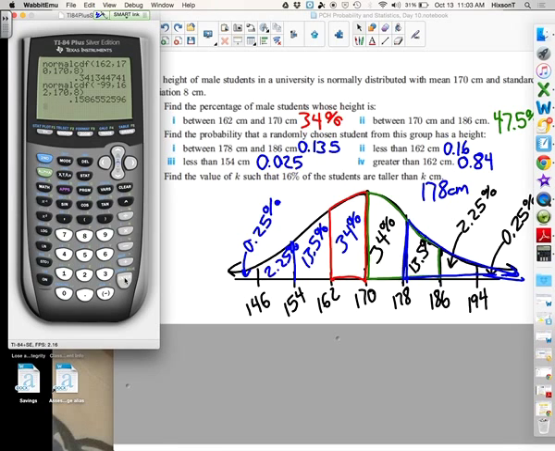So I could punch in 0, or I could punch in negative 99 or something like that. But notice we approximated 16%, and it's 15.86%. Really useful function that we can use to find percentages that don't fall right on the standard deviations. We'll work on practice problems with this on Thursday.